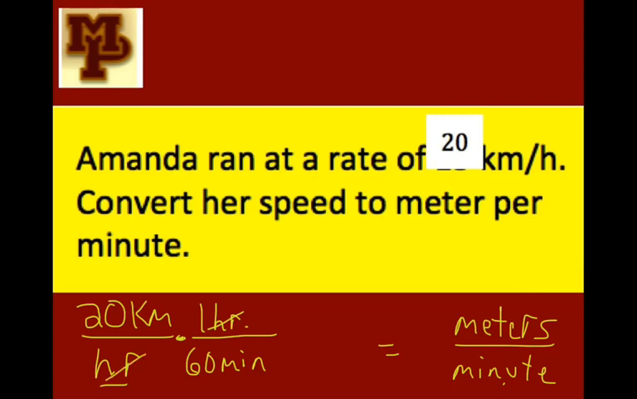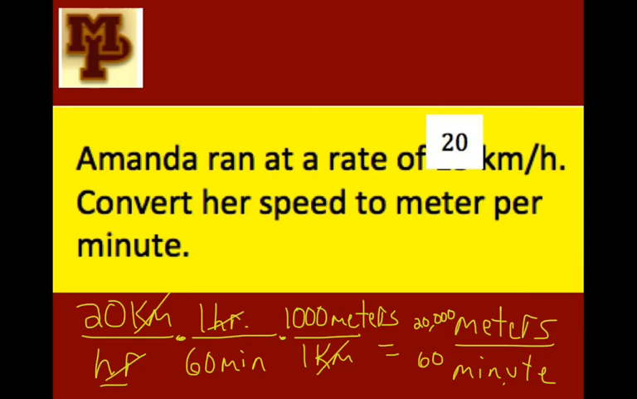So the hours would cancel out. So we're good on minutes. Then we need to change the kilometers to meters. So we're going to put 1 kilometer on the bottom, and we're going to put 1,000 meters on the top. And that's strategic because the kilometers need to cancel out. And now we can multiply straight across. So when we multiply straight across, we get 20,000 meters over 60 minutes. And then we can go ahead and do that division.